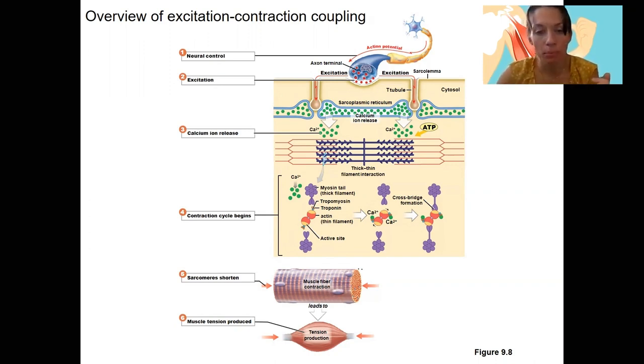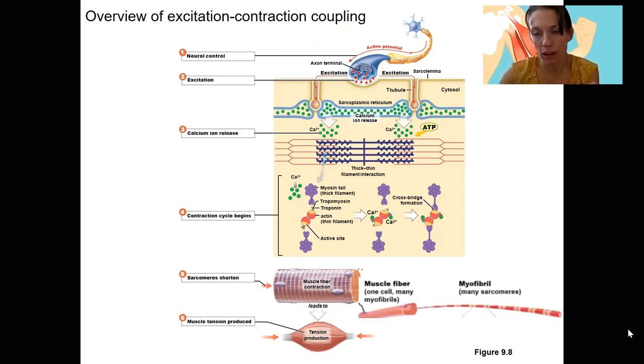This causes muscle tension to be produced. This would cause a single twitch, so a single contraction-relaxation cycle. A contraction-relaxation cycle is a single twitch of your muscles. We will talk briefly about how those build together. So remember, we've got many sarcomeres, many muscle cells in your entire muscle. A lot of force can be generated, and then over time we can add those together, summation, to allow for smooth muscle movements and not just single twitches.